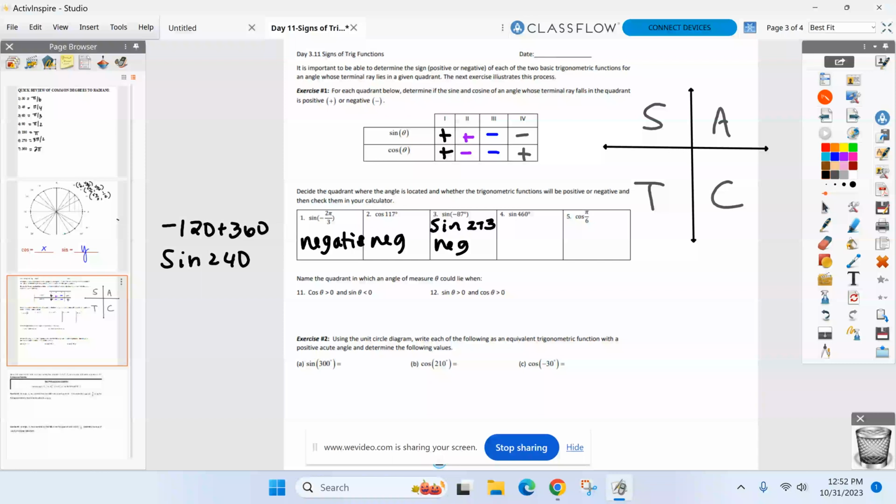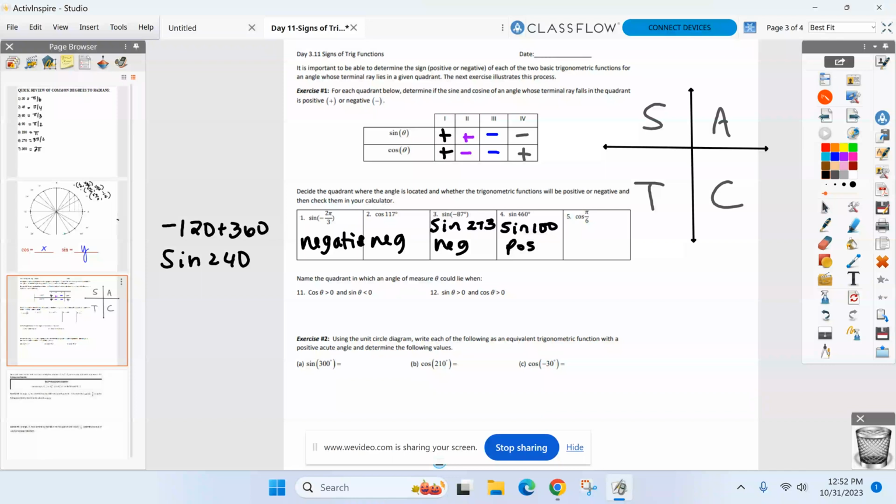460. You like that number? A little too big, right? So instead, make it smaller by subtracting 360. So you get sine of 100. Where's 100? Quadrant 2. And what's positive in 2? Sine. And guys, if you're wondering what I'm doing, just type in sine of 100 in your calculator, and you'll see that the answer is going to be positive. That's what we're doing. Is it positive or negative?